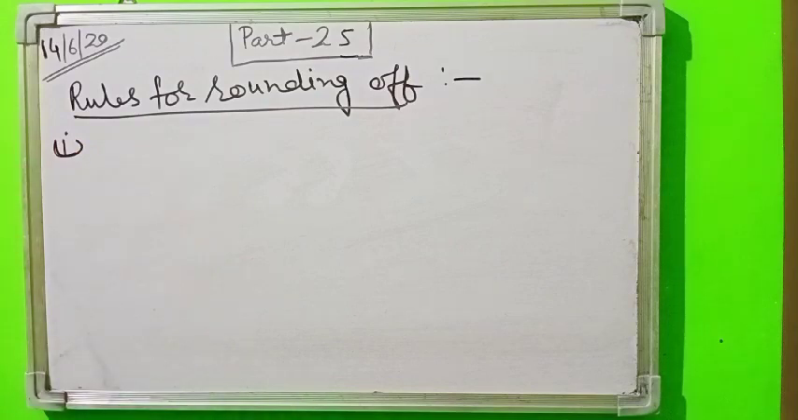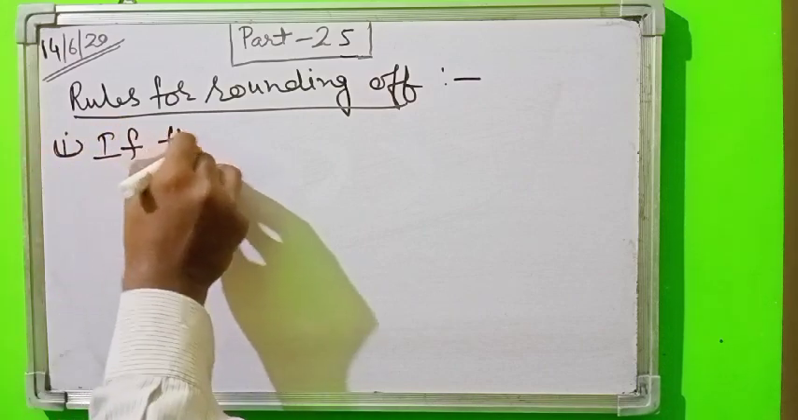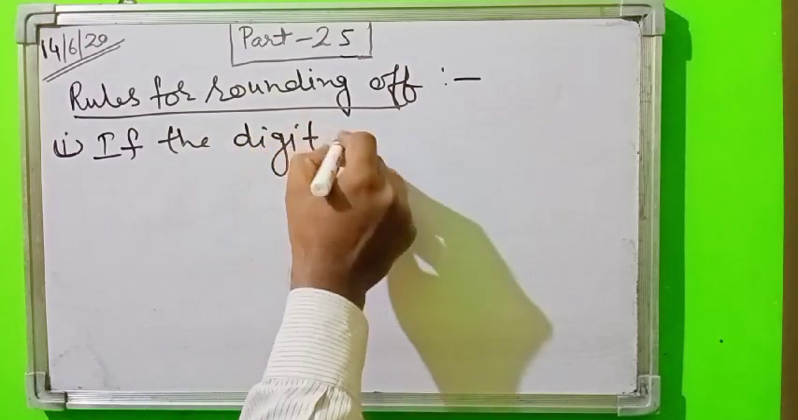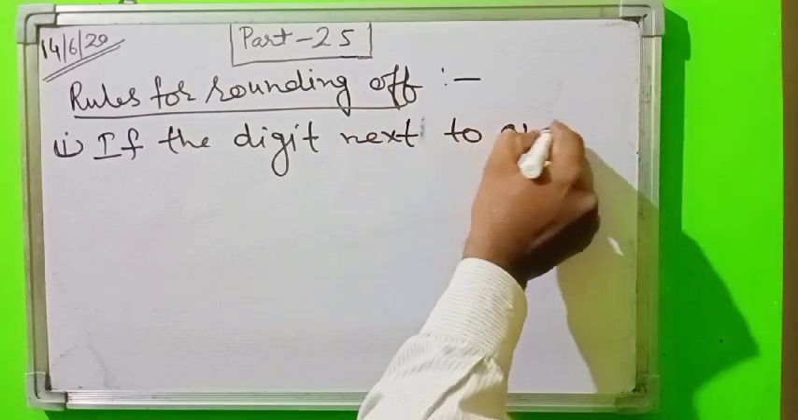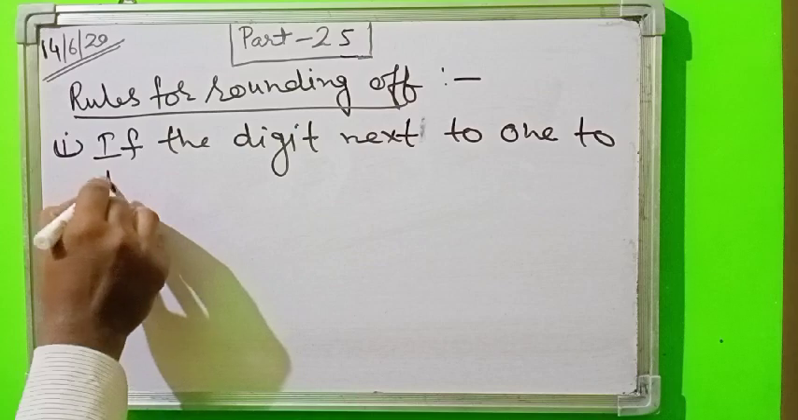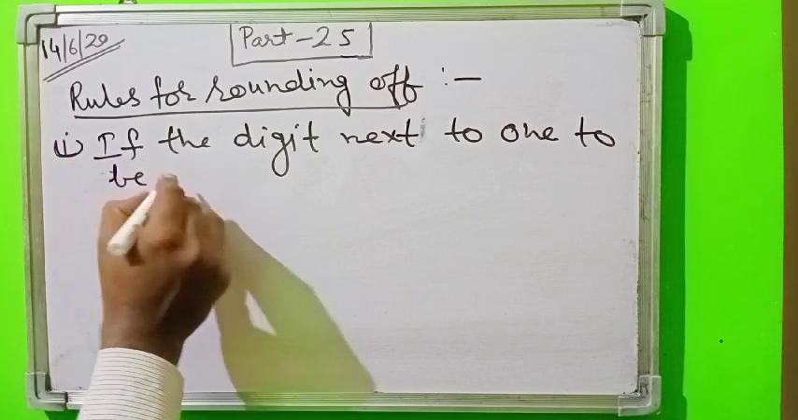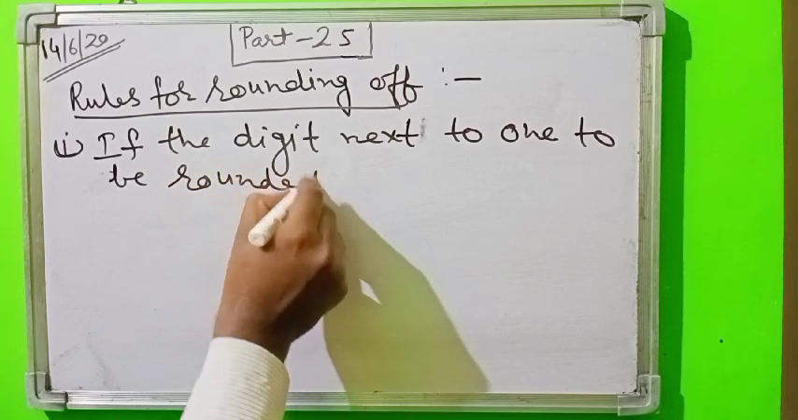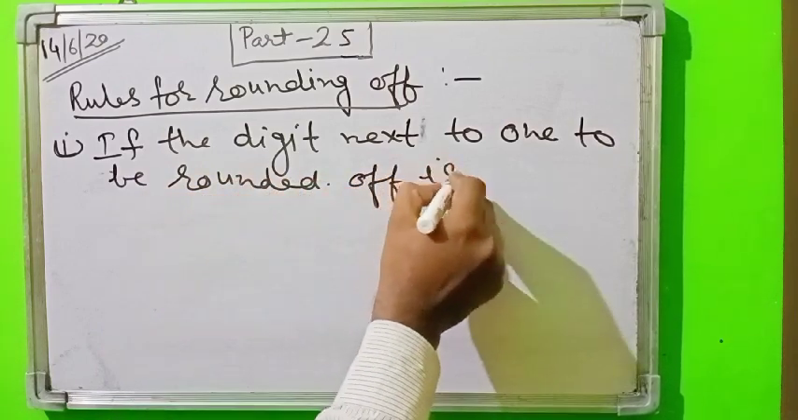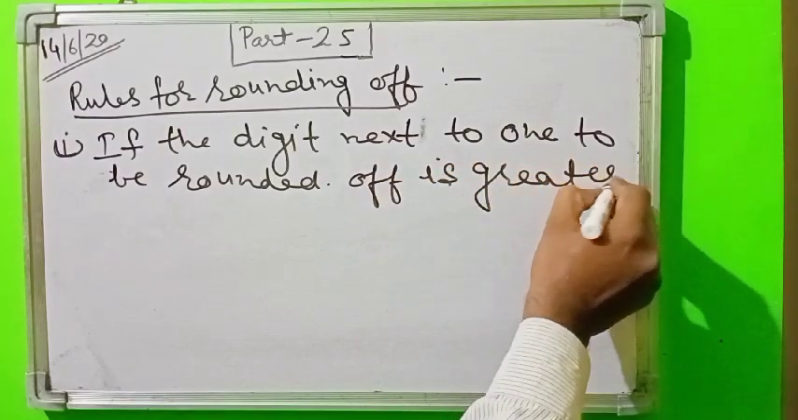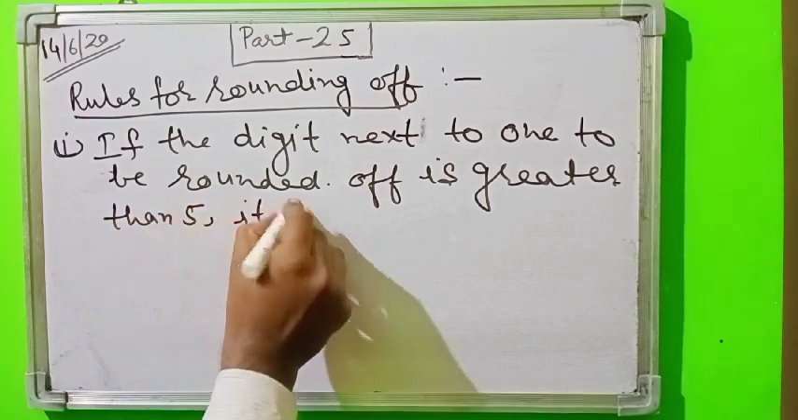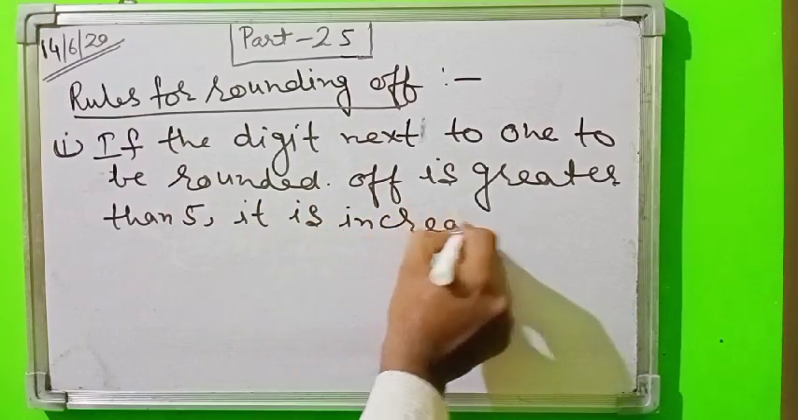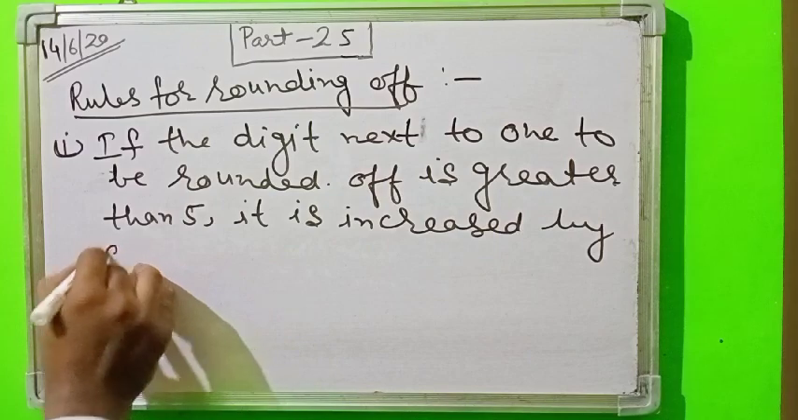What is the first rule? If the digit next to the one to be rounded off is greater than 5, it is increased by 1.